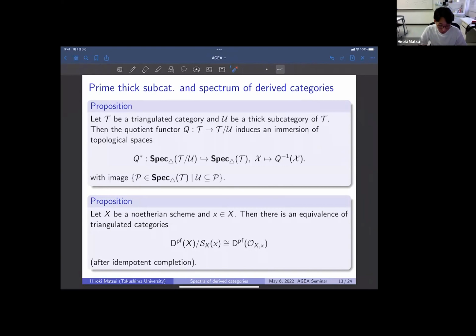The first proposition is functoriality of the triangular spectrum. Let T be a triangulated category and U be its thick subcategory, and consider the quotient functor Q. Then this functor induces an immersion of topological spaces from the triangular spectrum of T over U, the quotient of T by U, to the triangular spectrum of T. We have this immersion of topological spaces, where this map is given by taking the inverse image.